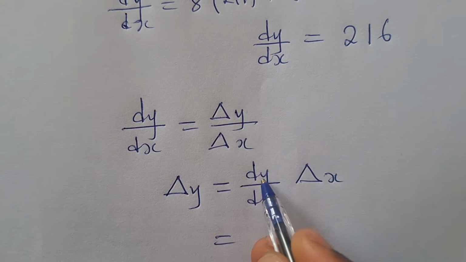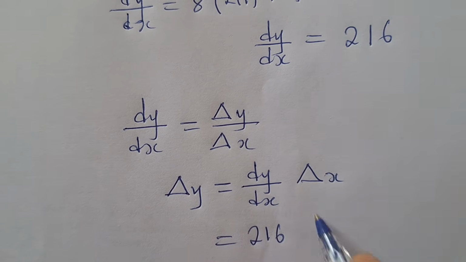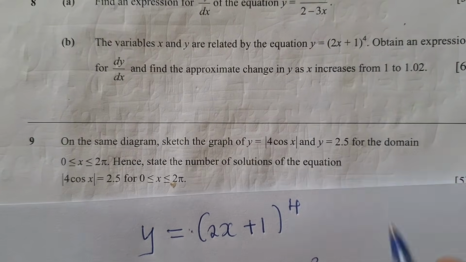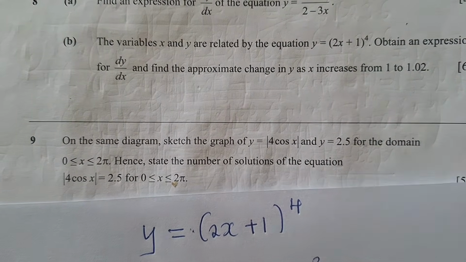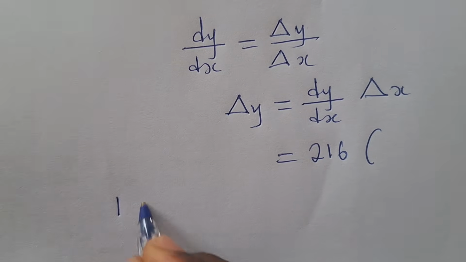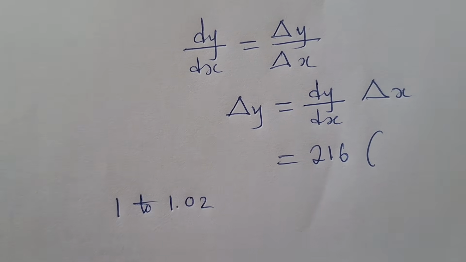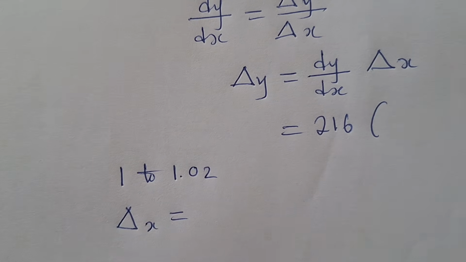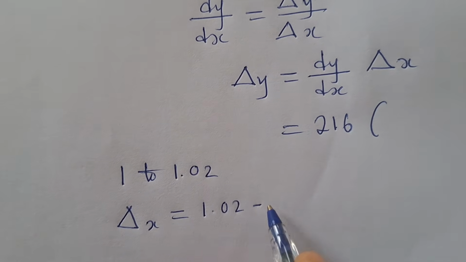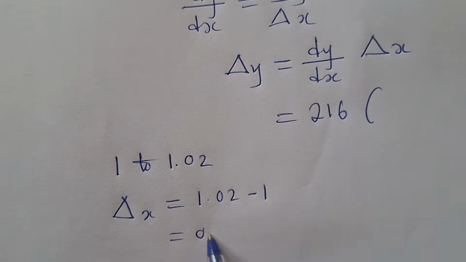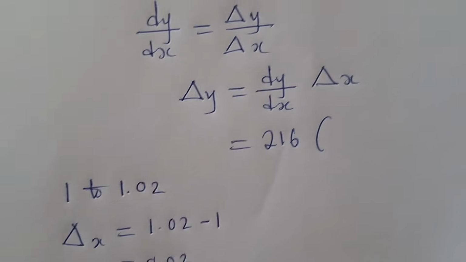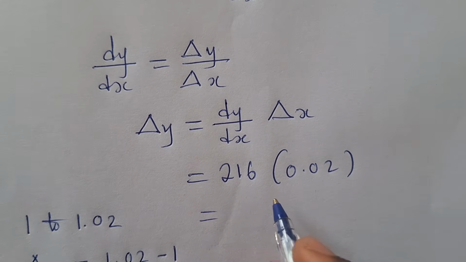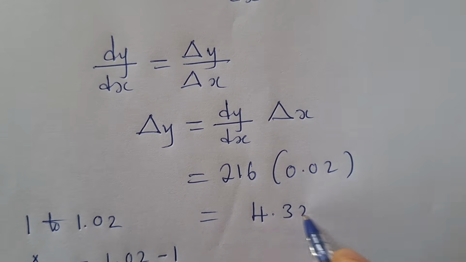Now here, what is our dy/dx? It's 216. What about change in x? So for change in x, you go back to this. Start with the 1. So let me write it here. We've got 1 to 1.02. So to find change in x, we're going to say 1.02 minus 1, which will give us 0.02. So this is our change in x, 0.02. And when we multiply there, we are getting 4.32. This is our answer.